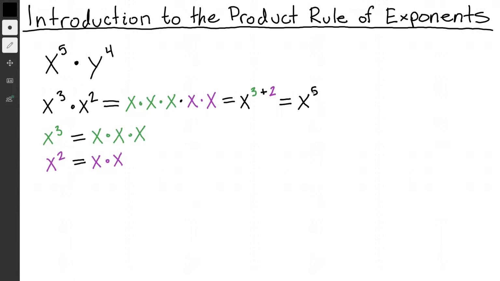which equals x to the 5th power. So are you saying that I can just add the small numbers and keep the big number to get my final answer? Right. You add the exponents, which are these small numbers, and keep the same base, which is the big x here, to get your final answer.